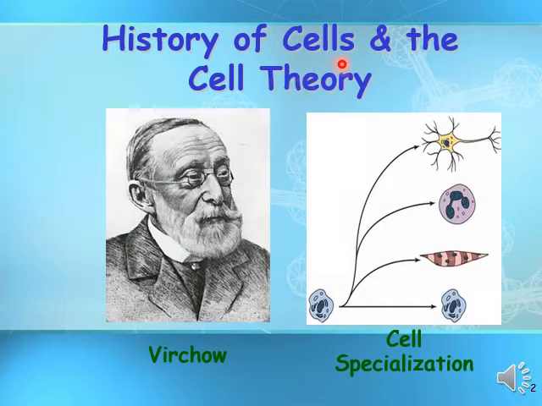Historically, cell theories were established by these scientists, Virchow, who specialized different types of cells. Nerve cell, this is a white blood cell, and this is muscle cell.